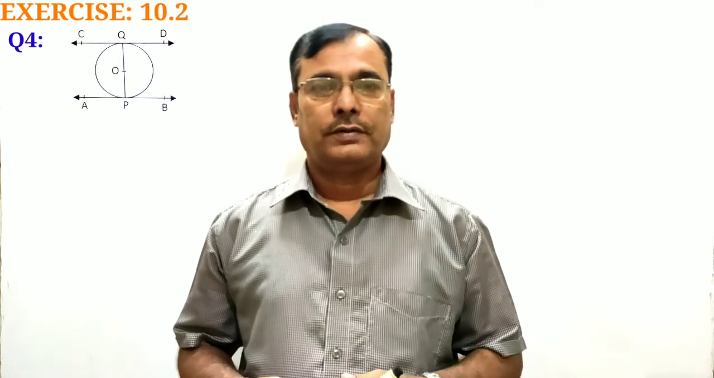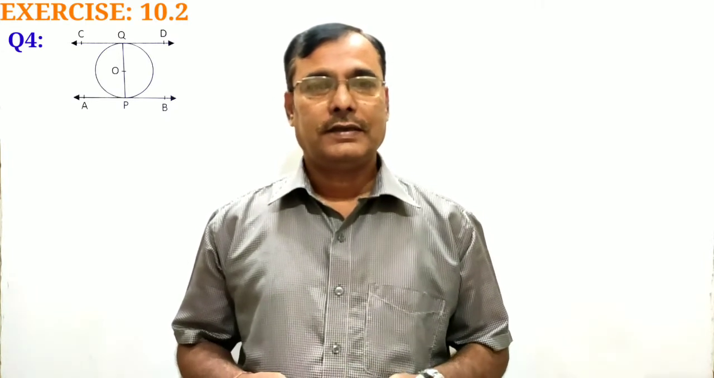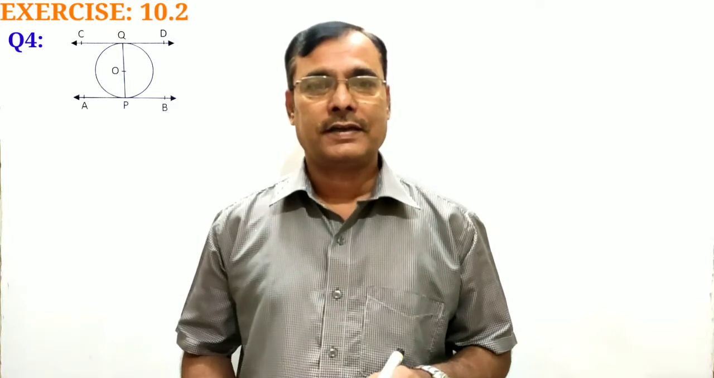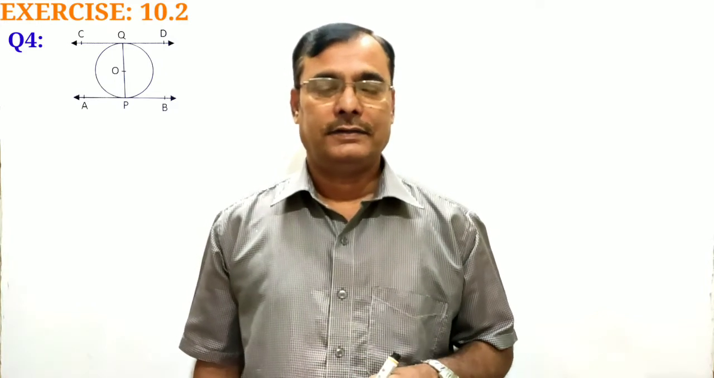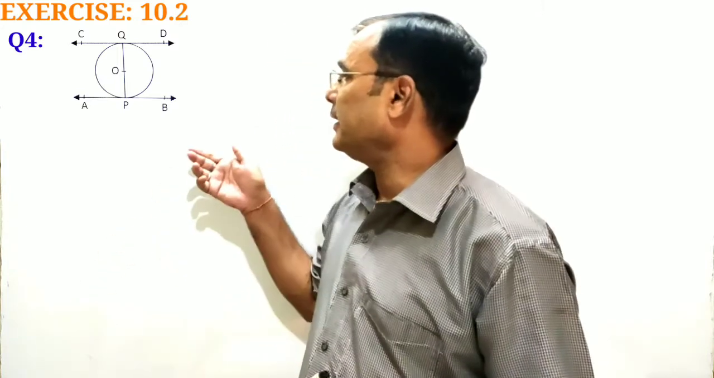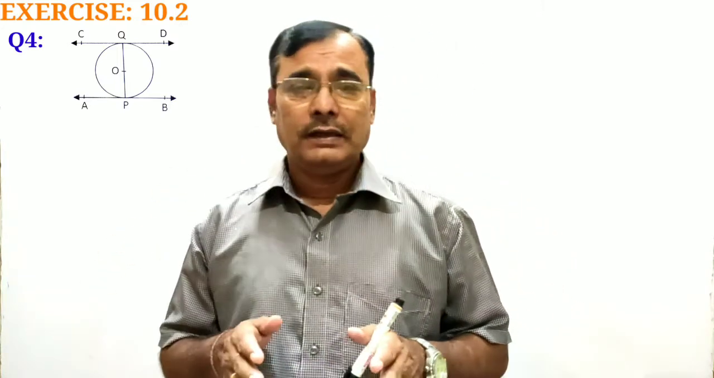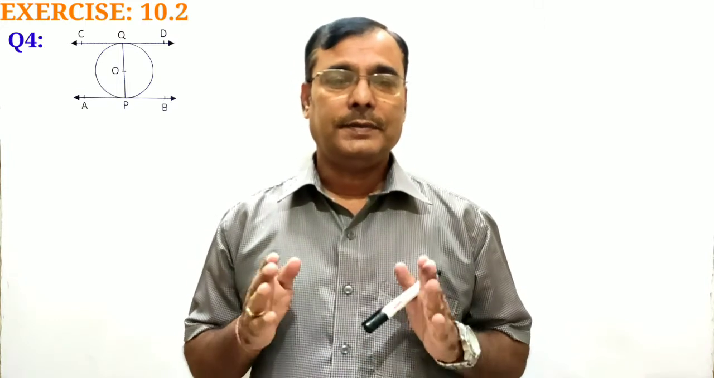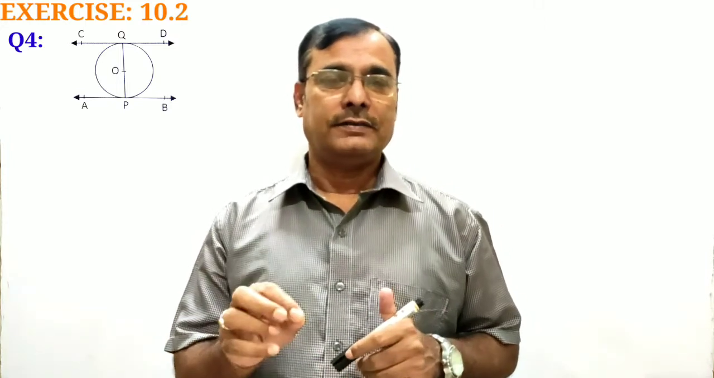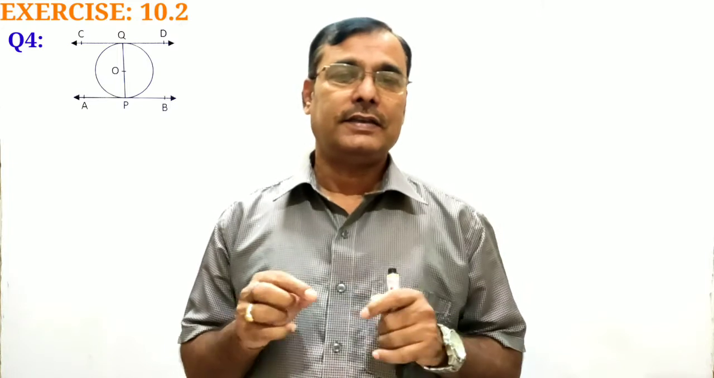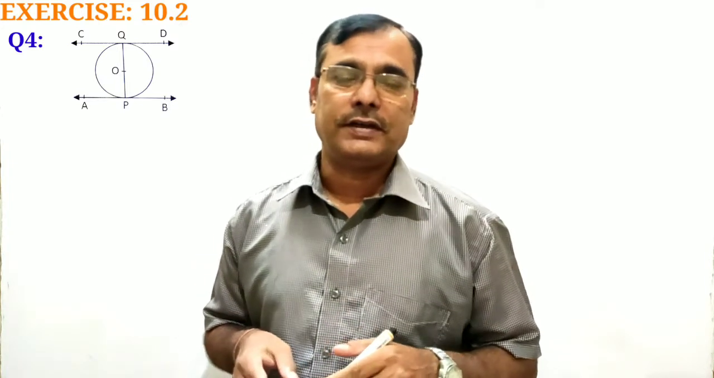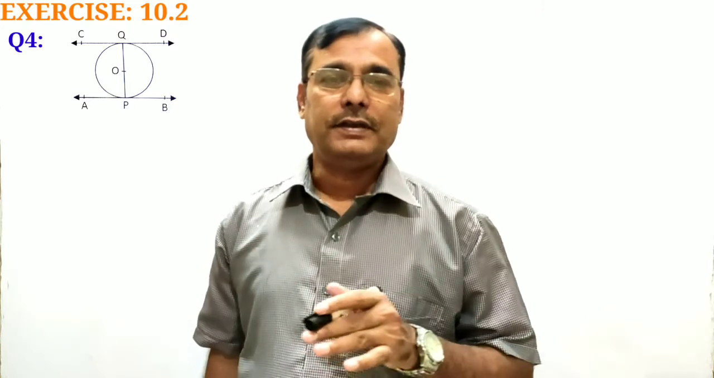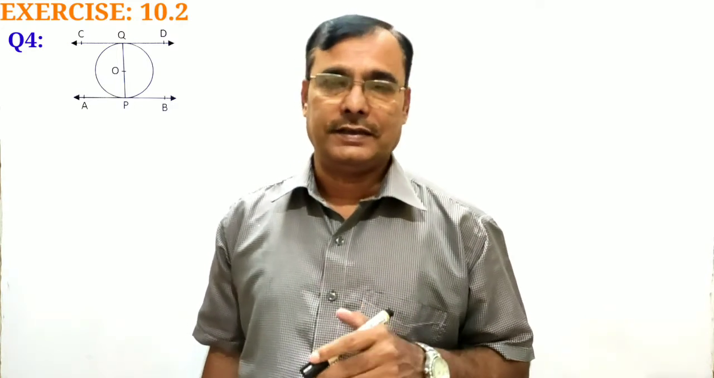Question number 4. Prove that the tangents drawn at the ends of a diameter of a circle are parallel. In this figure, PQ is diameter of a circle with center O, AB is a tangent at point of contact P, and CD is a tangent at point of contact Q. We have to prove that AB is parallel to CD.